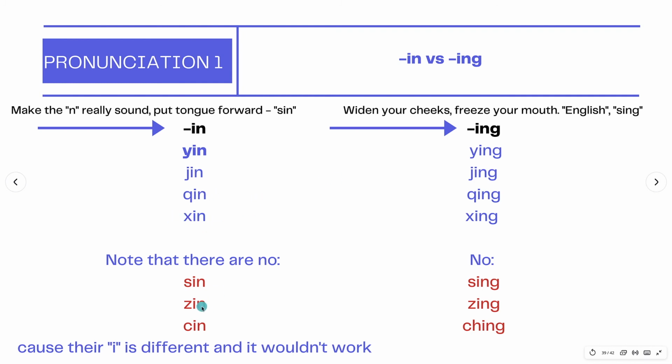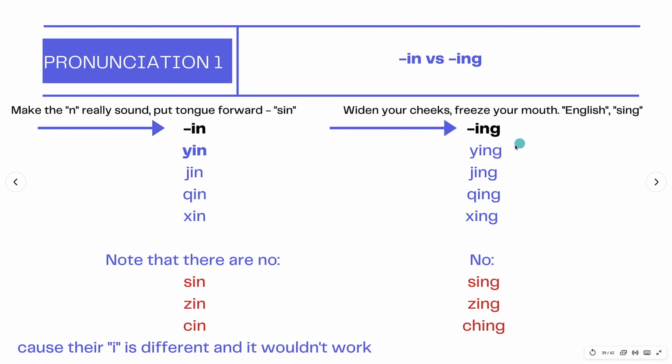Shin. Wonderful. Note that there is no sin, because that's a weird sounding word. Sin, that doesn't sound Chinese. Or zin, that doesn't sound Chinese. And tin, that doesn't sound Chinese either. Okay, so with the I, N, it's just these ones. And similarly, we don't have these four sounds either. Okay. Widen your cheeks here and freeze your mouth, like in English.